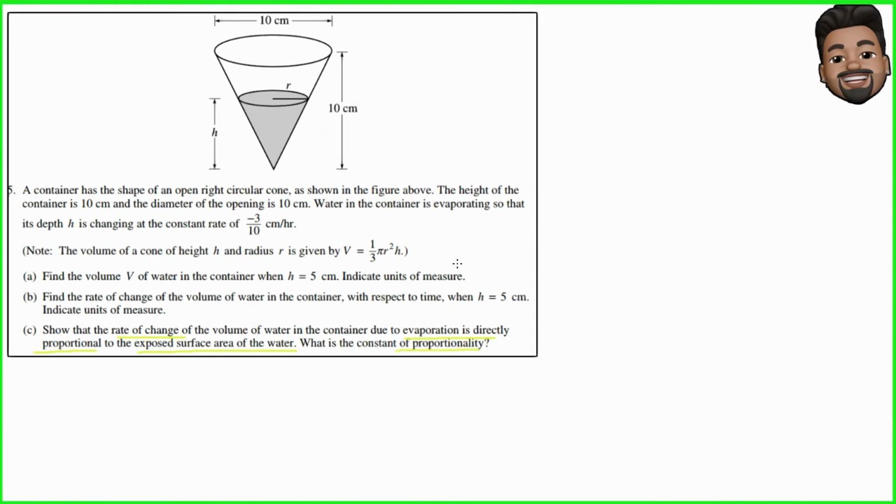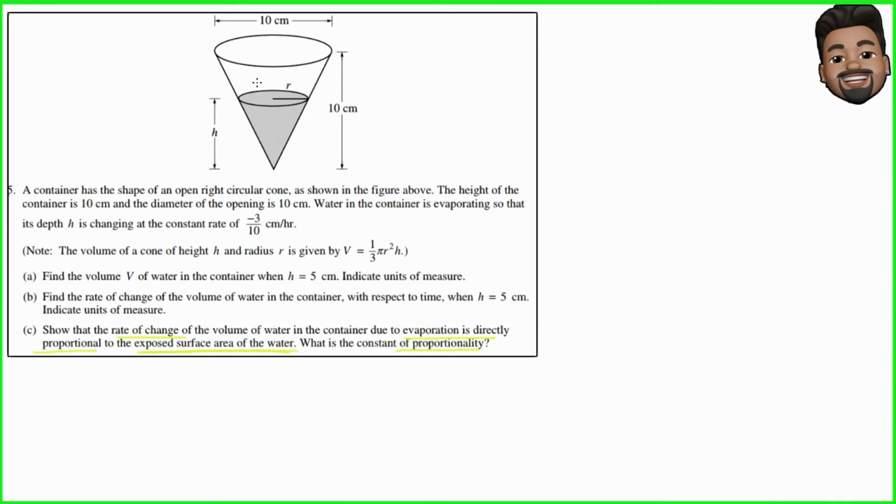Well, here's what I want you to know about proportionality. It's saying that if something increases, let me just explain it with the picture. This is what it's basically saying: the rate of change of the volume of the water due to evaporation, that means as this water is evaporated, is directly proportional to the exposed surface area of the water.